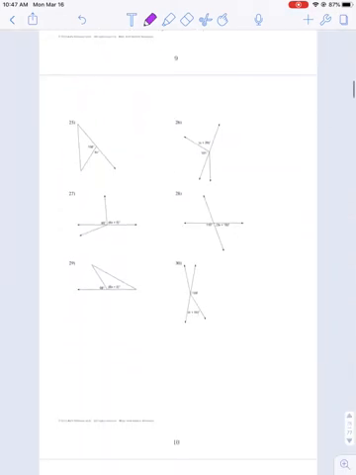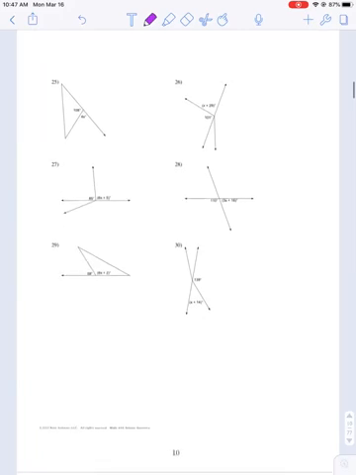All right, and these are all going to be similar, so go ahead and complete page 10.